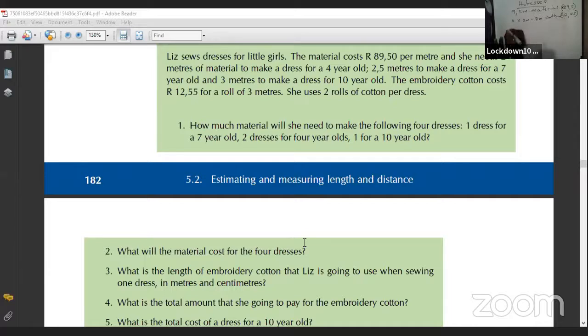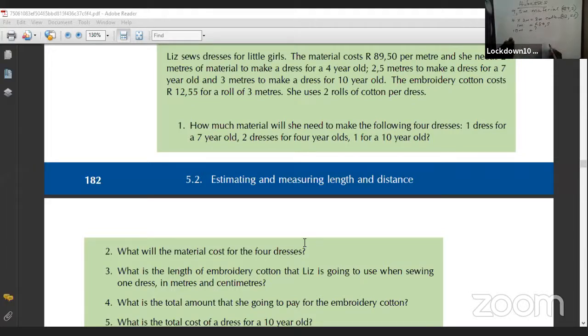For the cost of the material, we're just saying each meter is costing us 89.5. So we need to calculate the value for 9.5 meters. But at the same time, guys, we know that it is being sold in meters. So we can change this 9.5 to 10 so that we can buy 10 meters of material. So we need to figure out what is the cost of 10 meters of material. So we know 1 meter is costing us 89.5.